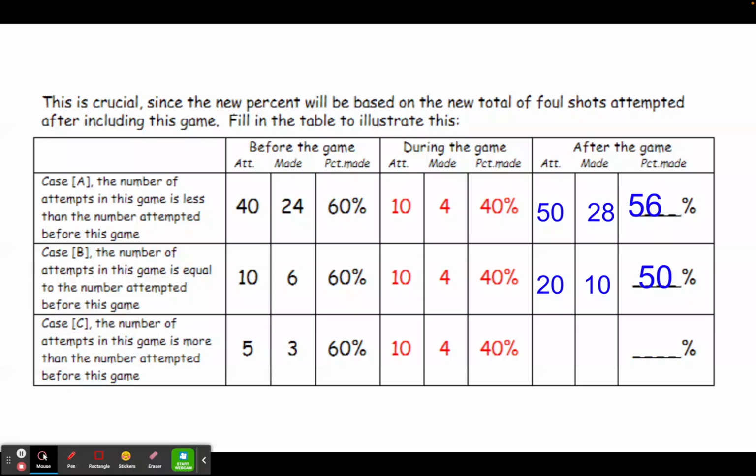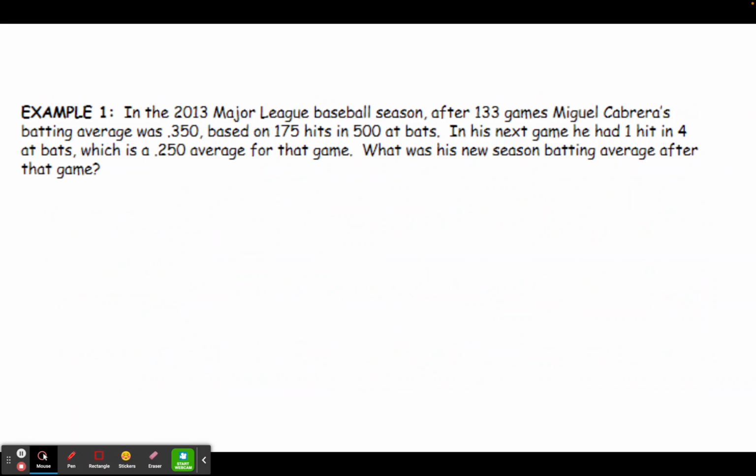Now in case C, we have the situation where the number of attempts in this game is more than the number that they attempted before. So let's suppose, as an example, they had attempted 5 shots prior to this game and made only 3 of them, which would put them at 60%. This game, we have 4 out of 10. Now the total number of attempts would be 15. The total number that they made was 7, and 7 out of 15 is 46.7%. So you can see we get vastly different results in each of these situations.